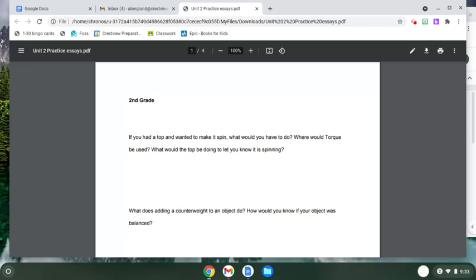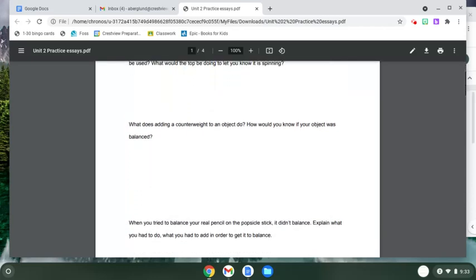What do you have to do? What do you have to apply? What do you have to do in order to make a top spin? And what would this top be doing to let you know that it is spinning? Okay, so go ahead and write an answer to that. But you can also pause this because I'm about to go to question number 2.